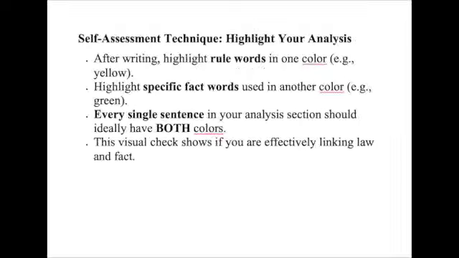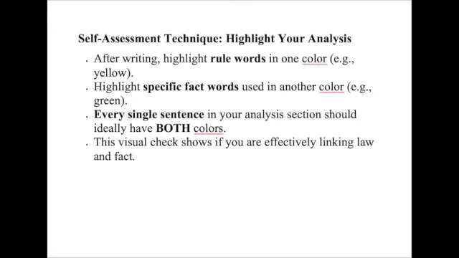And that's where the highlighting comes in. Exactly. The sources even suggest a self-assessment trick. After you've written your analysis, go back and highlight rule words in one color, say yellow, and the specific fact words you've used in another, say green. Ideally, every single sentence in your analysis section should have both yellow and green highlighting. Wow, that visual is so helpful.